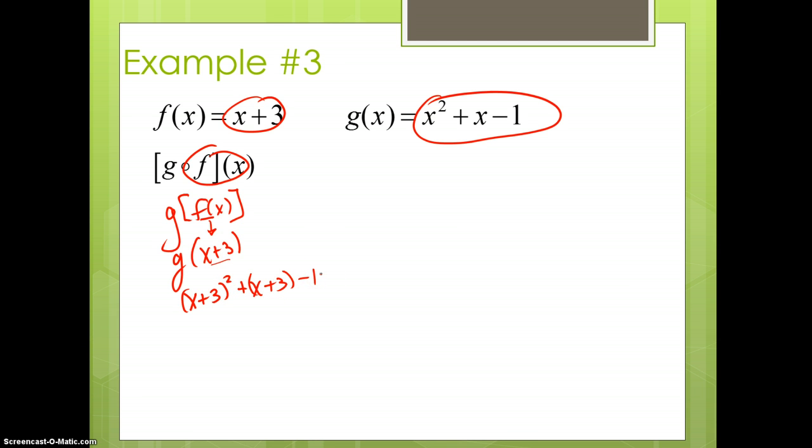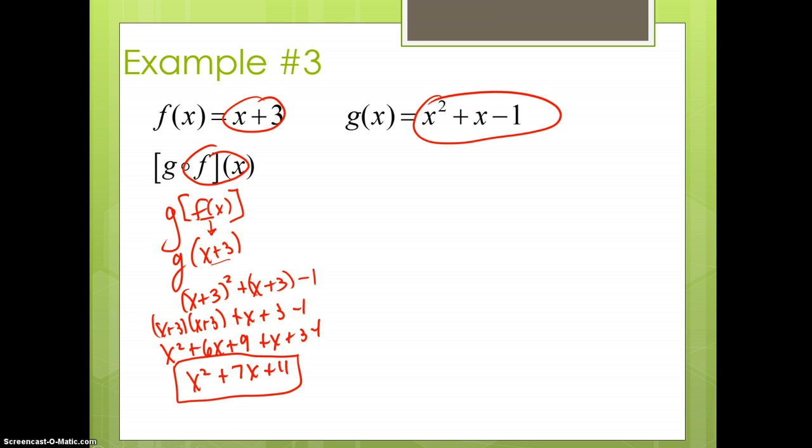Now we'll want to simplify and combine like terms. Notice x plus 3 squared is just x plus 3 times x plus 3. So we will have to distribute, and that's plus the remaining terms. You can check your simplification at this point, but you should end up with x squared plus 7x plus 11.